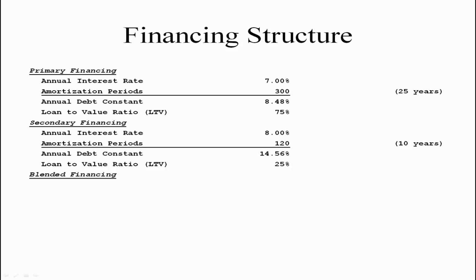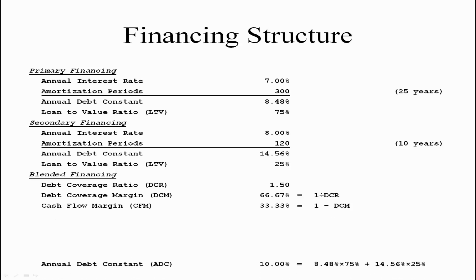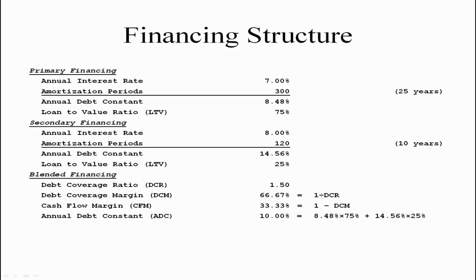We blend these two financing tranches together with a debt coverage ratio of 1.50. Debt coverage margin is the reciprocal. Cash flow margin is the complement. Therefore, the annual debt constant is the weighted average of the annual debt constant of the primary and secondary tranches, equals 10%.